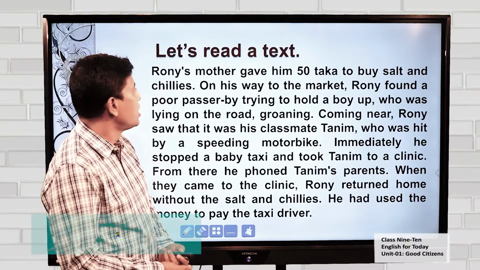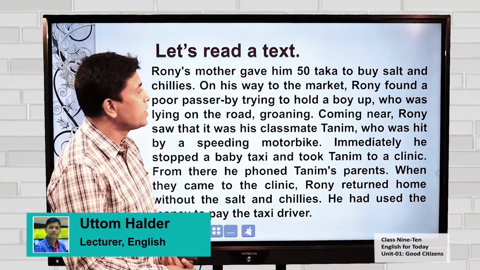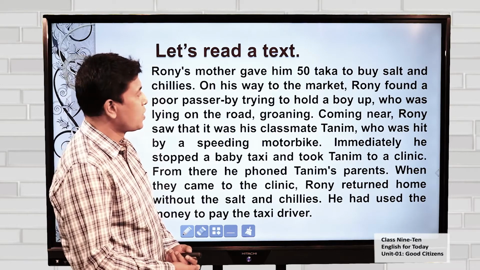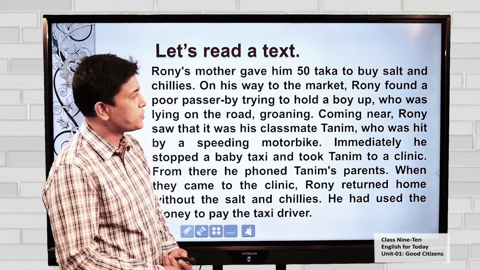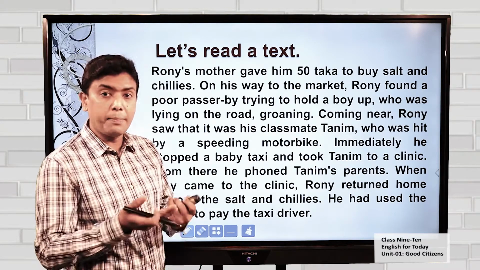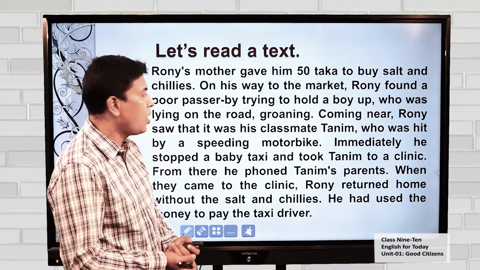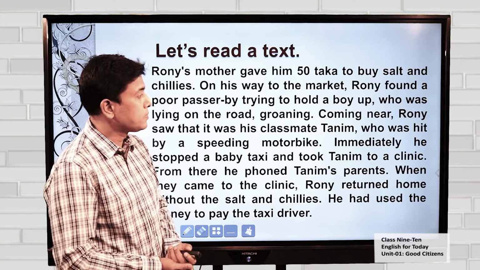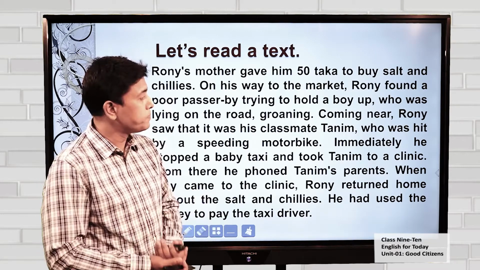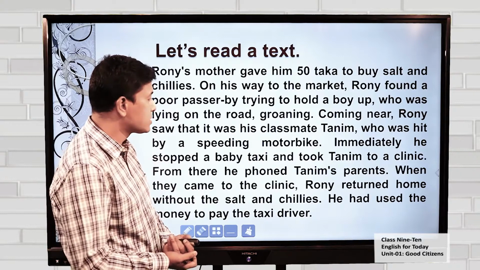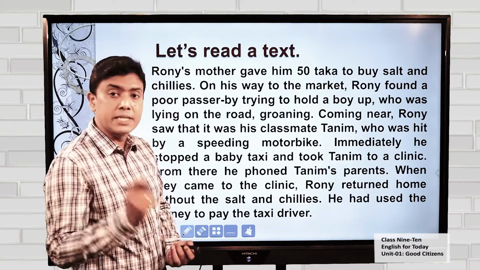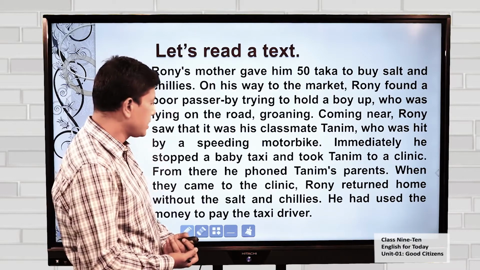Here is the text. Ronnie's mother gave him 50 taka to buy salt and chilies. On his way to the market, Ronnie found a poor passerby trying to hold a boy up who was lying on the road groaning. Coming near, Ronnie saw that it was his classmate Tanim, who was hit by a speeding motorbike. Immediately, he stopped a baby taxi and took Tanim to a clinic.